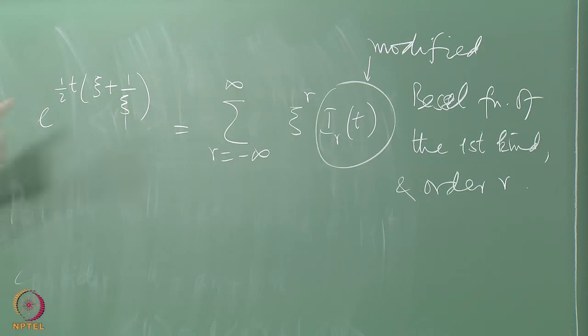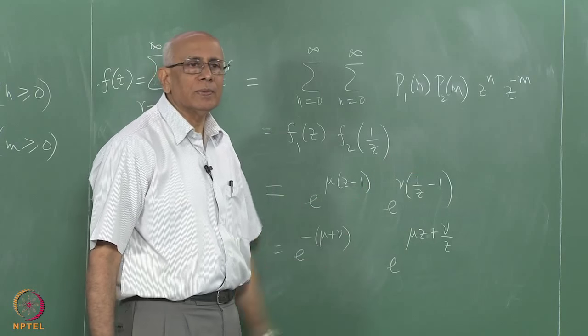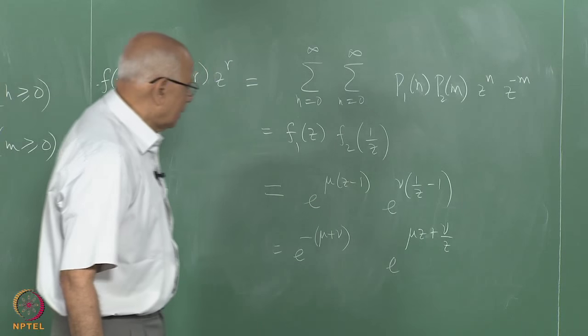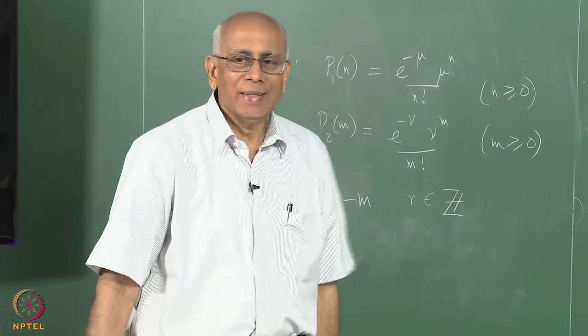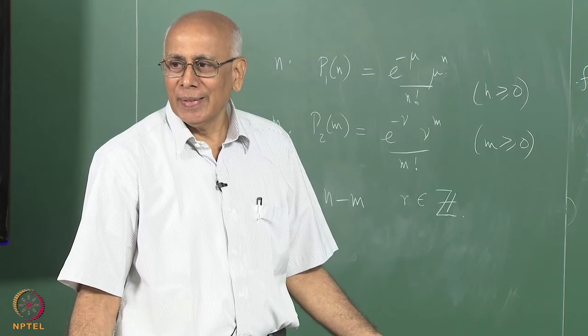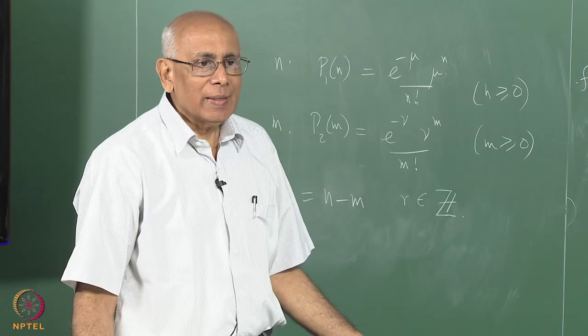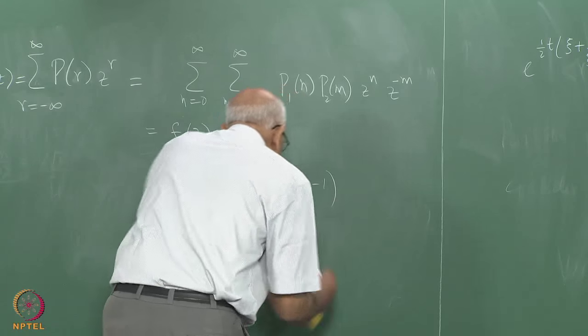I need a xi and a 1 over xi. But I got a mu z and a nu over z. So what should I do? I want to make it some variable xi and its reciprocal. Take out mu, that doesn't help. Root mu nu. Take out a square root of mu, yeah. So take out a square root of mu nu.